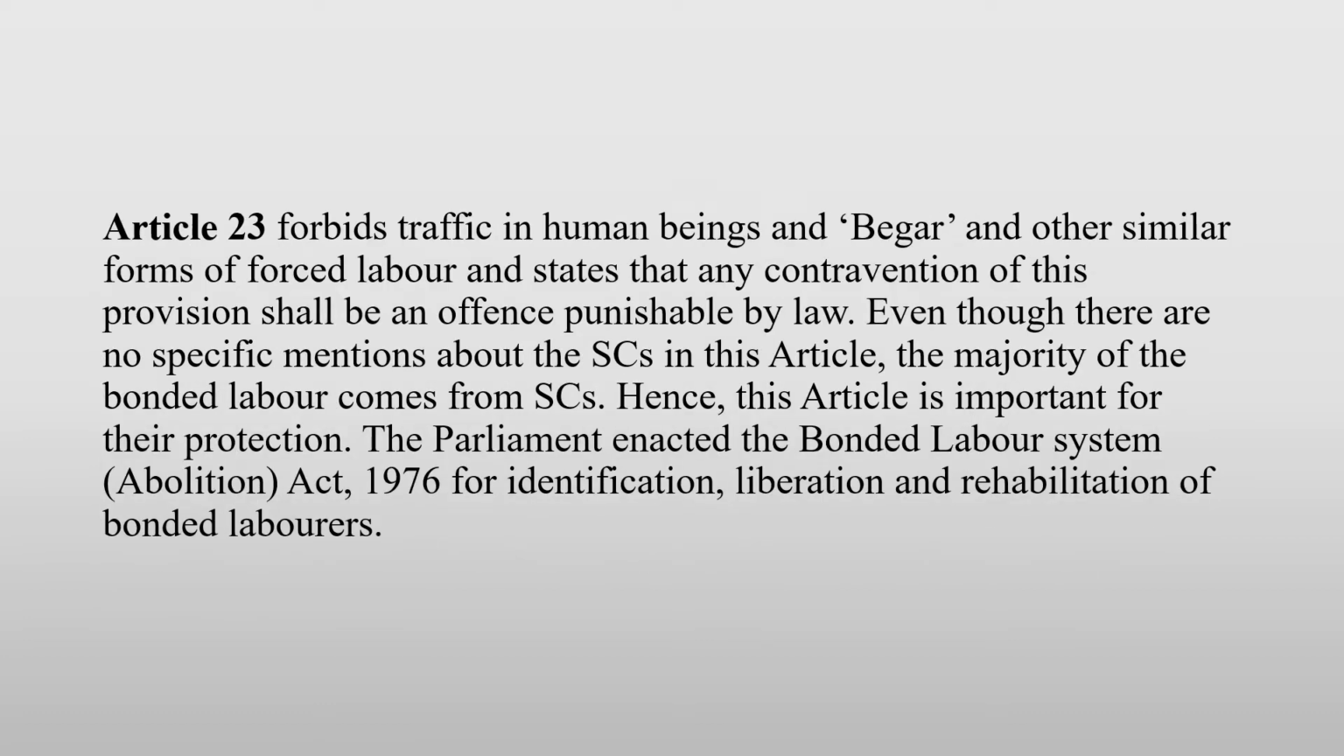Article 23 forbids traffic in human beings and begar and other similar forms of forced labor and states that any contravention of this provision shall be an offence punishable by law. Even though there are no specific mentions about the SCs in this article, the majority of the bonded labor comes from SCs. Hence, this article is important for their protection. The Parliament enacted the Bonded Labour System Abolition Act 1976 for identification, liberation and rehabilitation of bonded labourers.